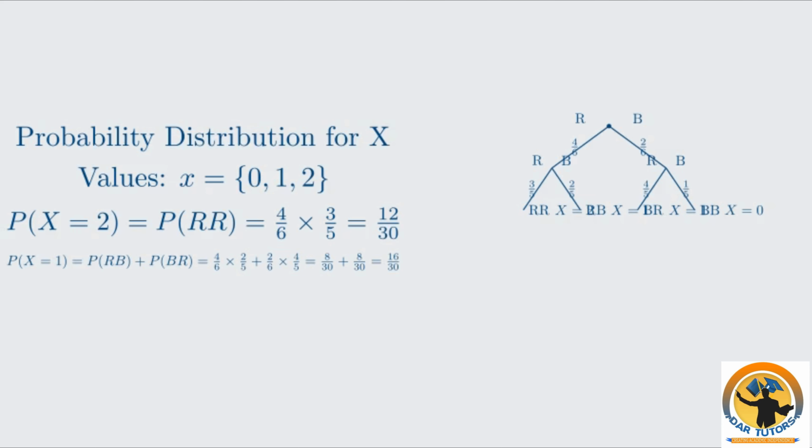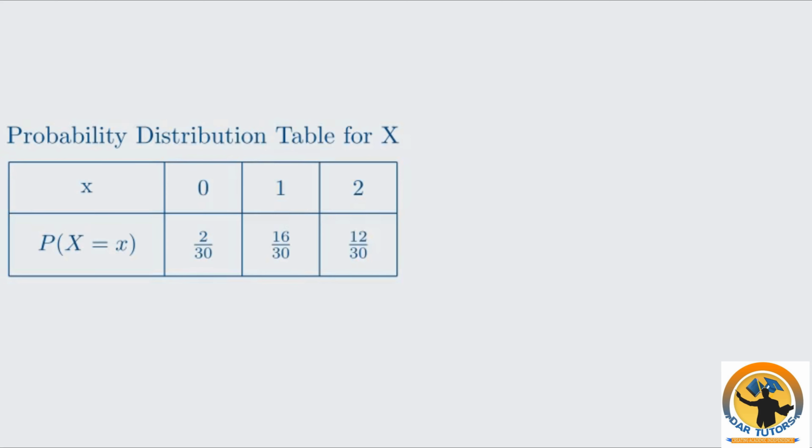Finally, for X equals 0, the outcome is blue-blue. The probability of picking 2 blue marbles is 2/6 times 1/5, which gives us 2/30. We can now construct the probability distribution table for X.